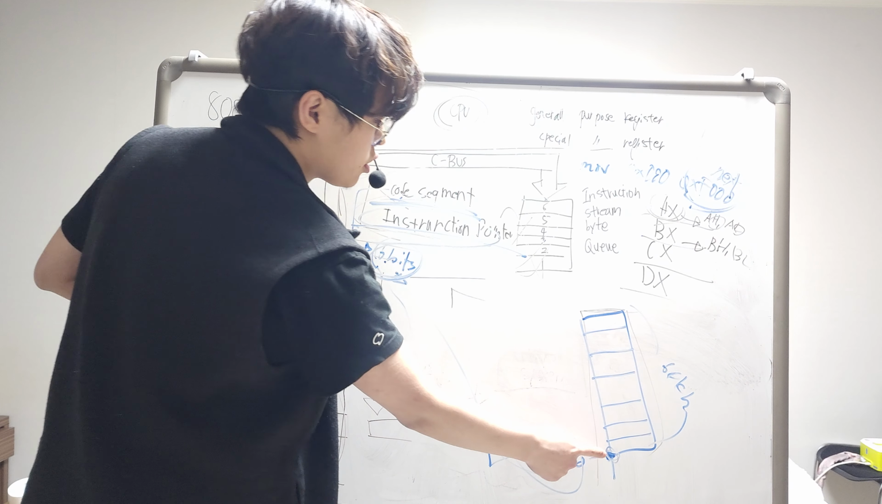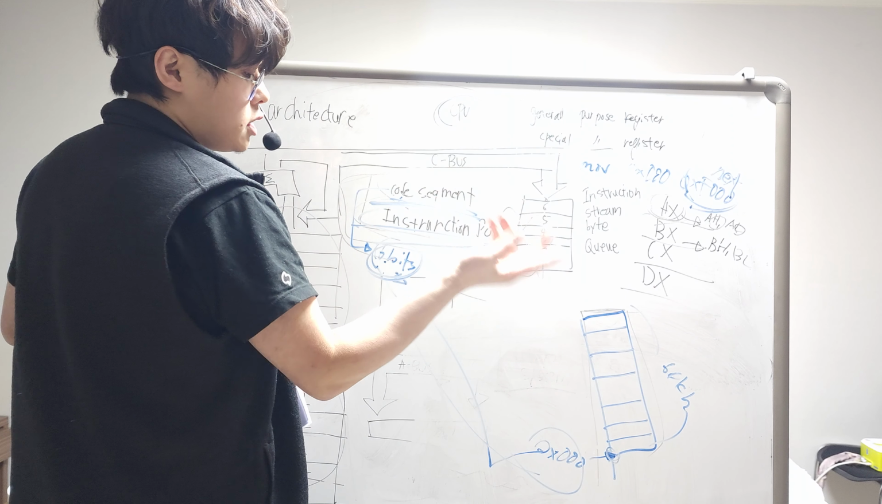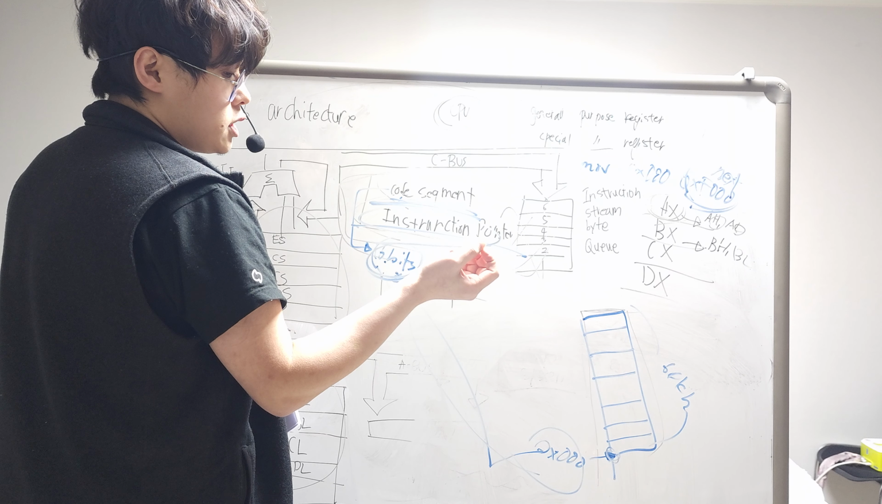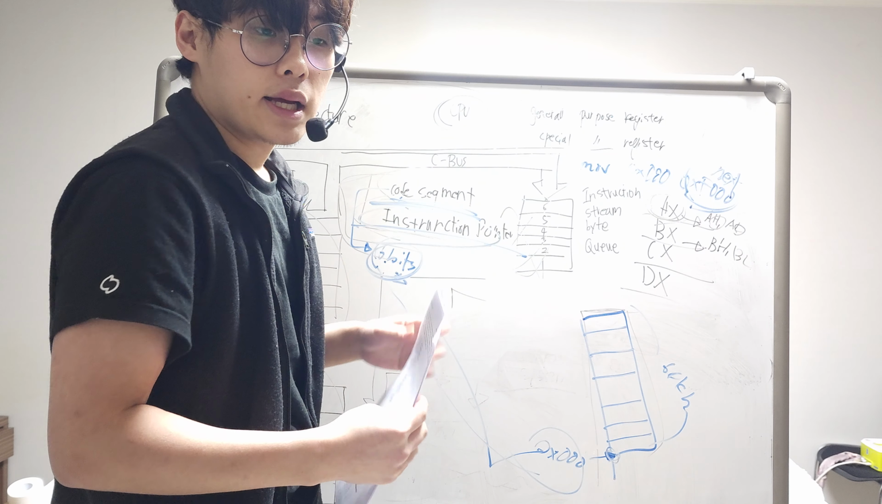So code segment is the starting point of the memory, and instruction pointer is the one that will be executed in the next instruction.